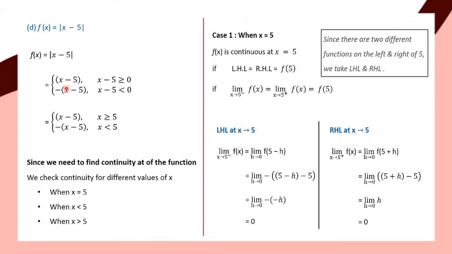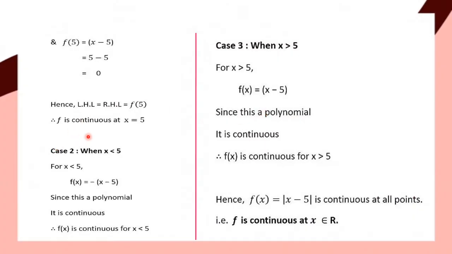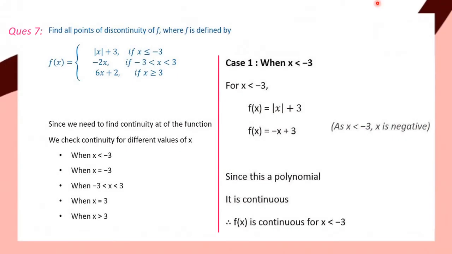So 5 minus 5, that is again 0. So definitely the function is continuous at x equal to 5. When we take x less than 5, it is negative of x minus 5, which is a polynomial function, and students, polynomial functions are always continuous. Case 3, when x is greater than 5, the value of the function is x minus 5. Since this is a polynomial function again, it is continuous. It means the function is continuous for x belonging to R.